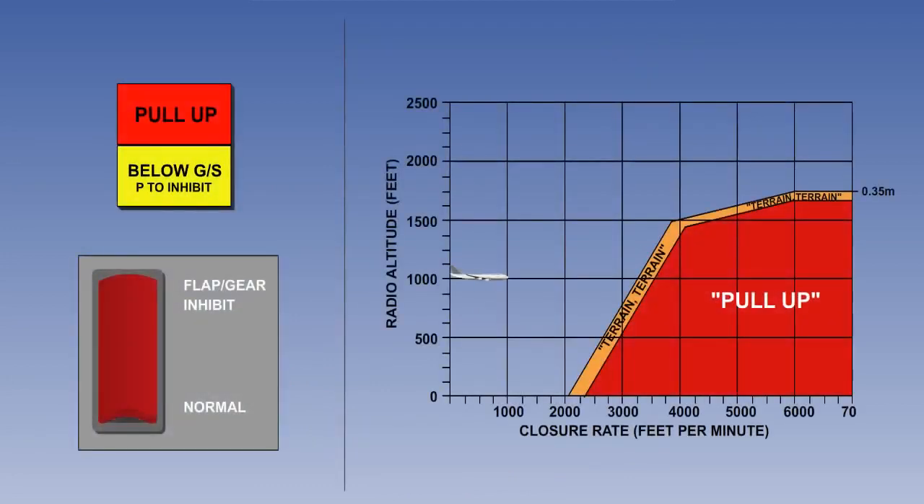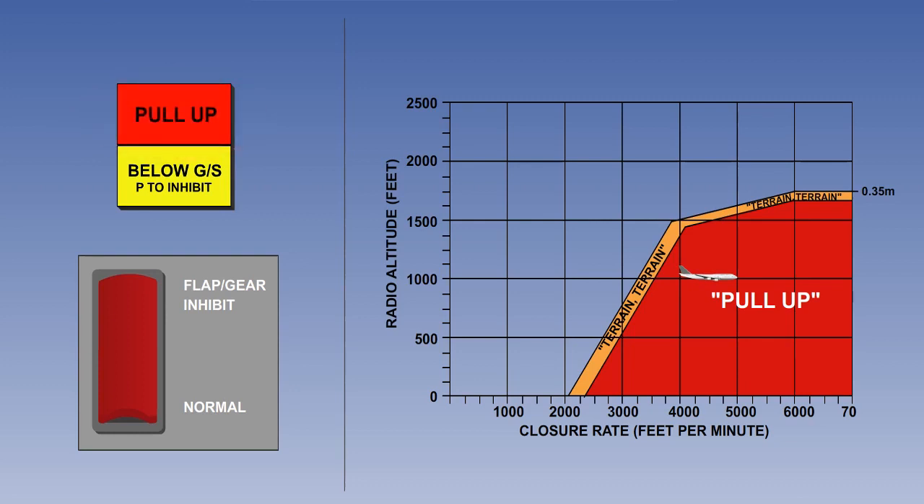Mode 2 has inputs from radio altitude rate of change, Mach number, barometric altitude, and aircraft configuration. It also has 2 boundaries. Crossing into the first boundary causes an oral alert. "Terrain." The caution boundary is so small that almost instantaneously it will be followed by a visual and audible warning. "Pull up."